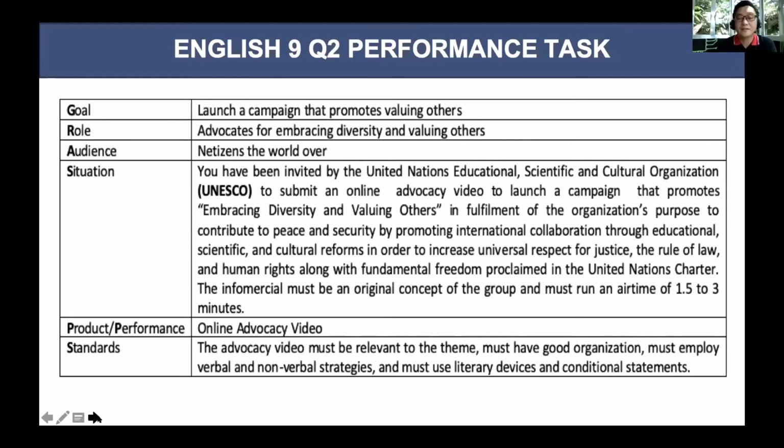The infomercial or the video must be an original concept of the group and must run an airtime of 1.5 to 3 minutes only. So the product or performance again is the online advocacy video, and how their work is going to be scored, it's mentioned in the standards. The advocacy video must be relevant to the theme, must have good organization, must employ verbal and nonverbal strategies, and must use literary devices and conditional statements. Here is that performance task.